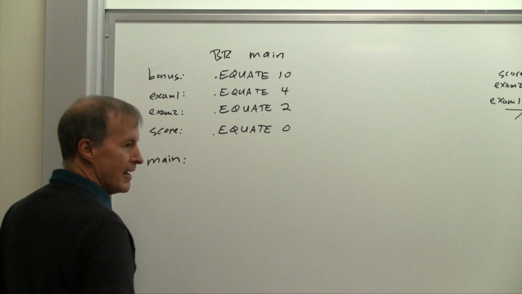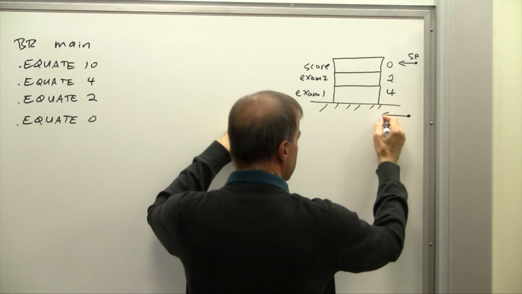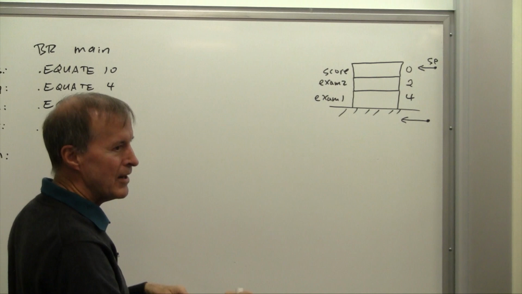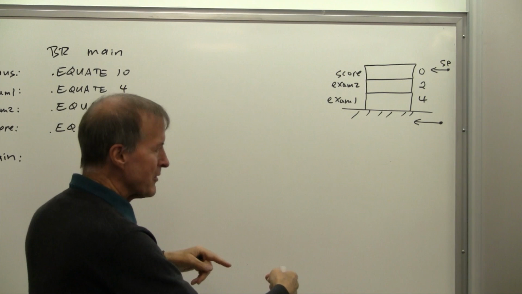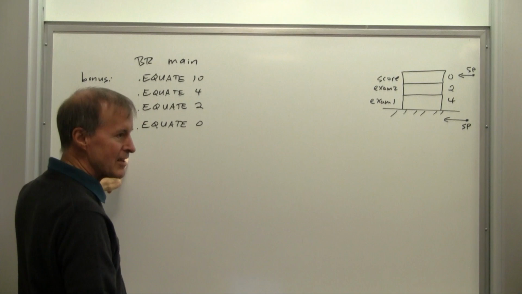Now, when we first started main, the first thing that we have to do in main, remember the stack pointer was initialized to down here. Right? So what's the very first thing we have to do in main to allocate storage for the local variables? See, the stack pointer is initialized down here. These statements are not executable. This is the first statement that executes. The very first statement that executes in our program has to do what?